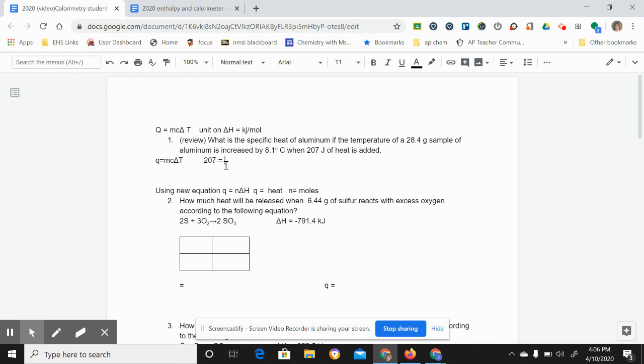Remember, the only equation that has specific heat in it is this equation, Q equals MC delta T. So mass is 28.4 grams. And then we have to multiply by C. Do we have a C, which is specific heat? No, that's what we're trying to find. C. And then delta T, change in temperature, final minus initial. But in this one, it says it was increased by 8.1. So that is your change in temperature. So we're going to multiply that by 8.1.